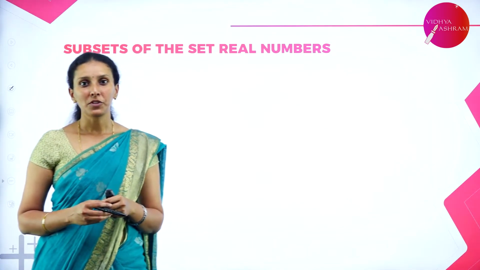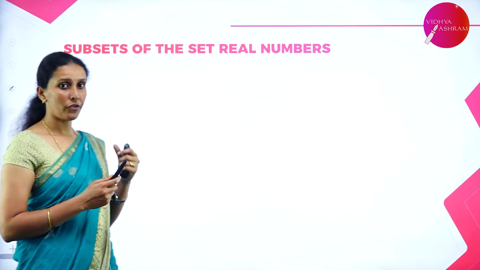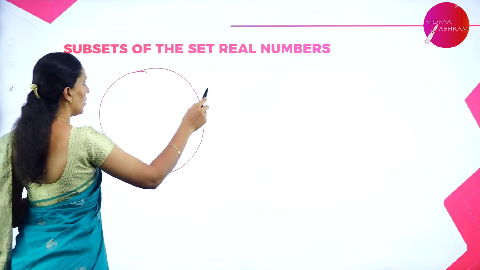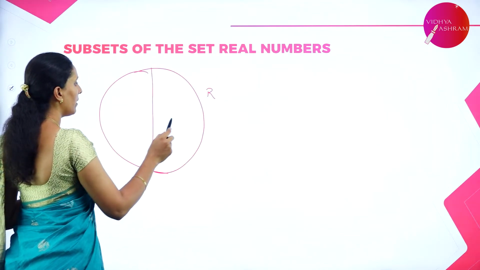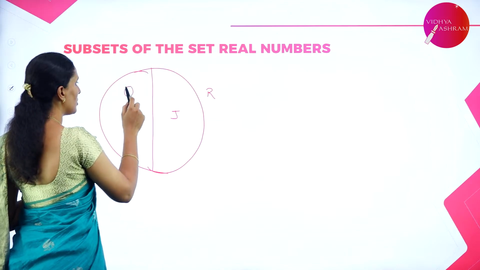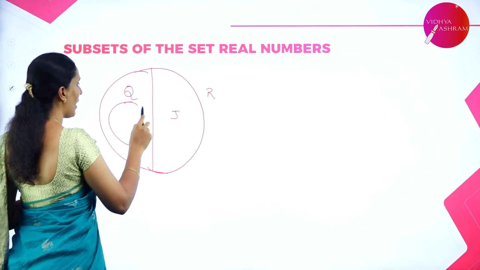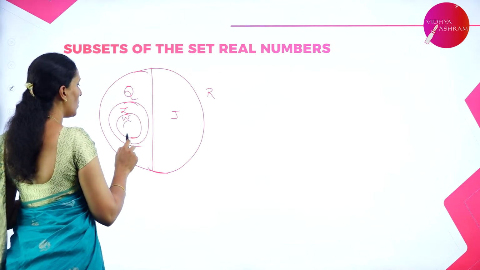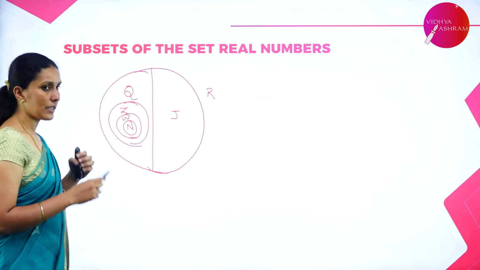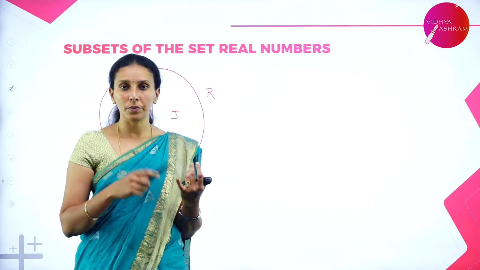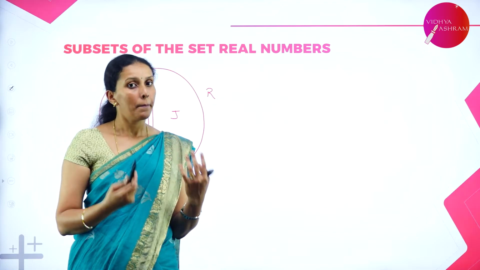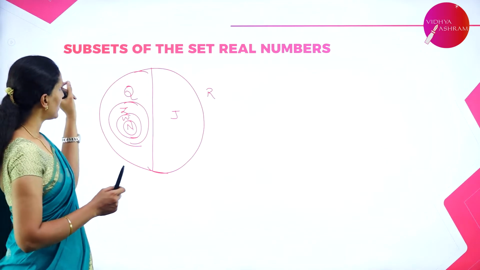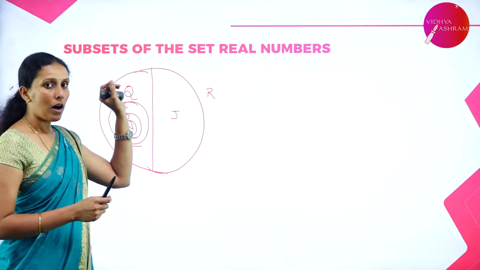Now, we take the subsets of real numbers. What are the subsets of real numbers? We know that the real number system is a bigger set. So, here we have divided it into rational and irrational numbers. Under rational, you have integers. Within integers, you have whole numbers. Within whole numbers, you have natural numbers. And again, natural numbers can be divided into prime numbers, even numbers, odd numbers. Multiple types of subsets can be formed in terms of real numbers. So, the subsets of real numbers are many.